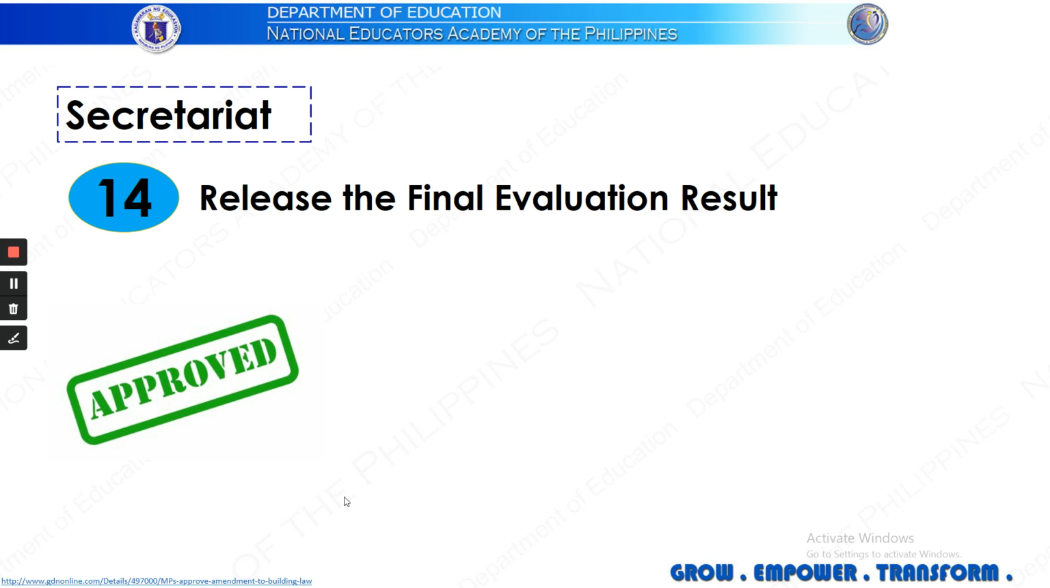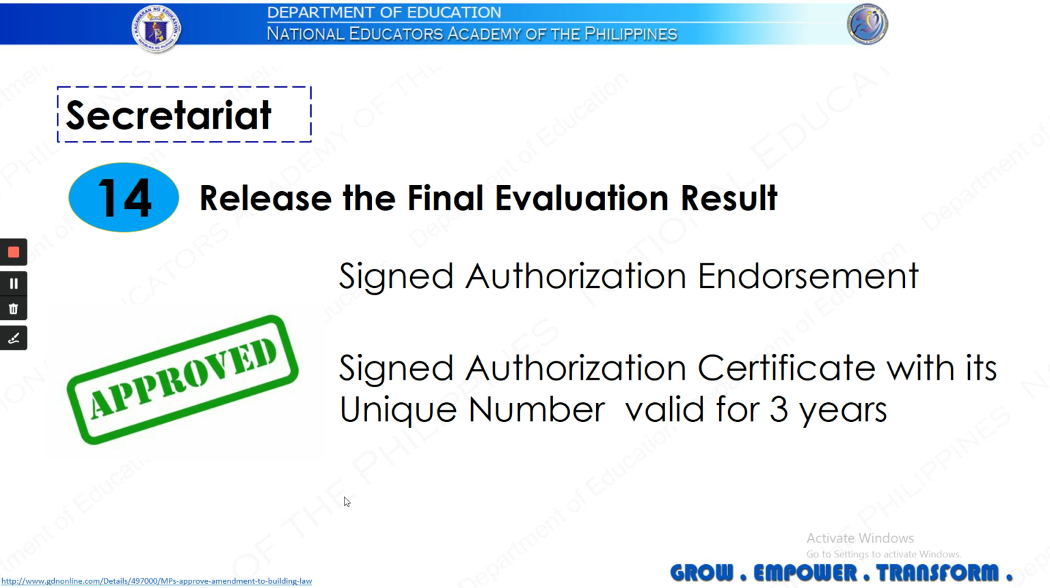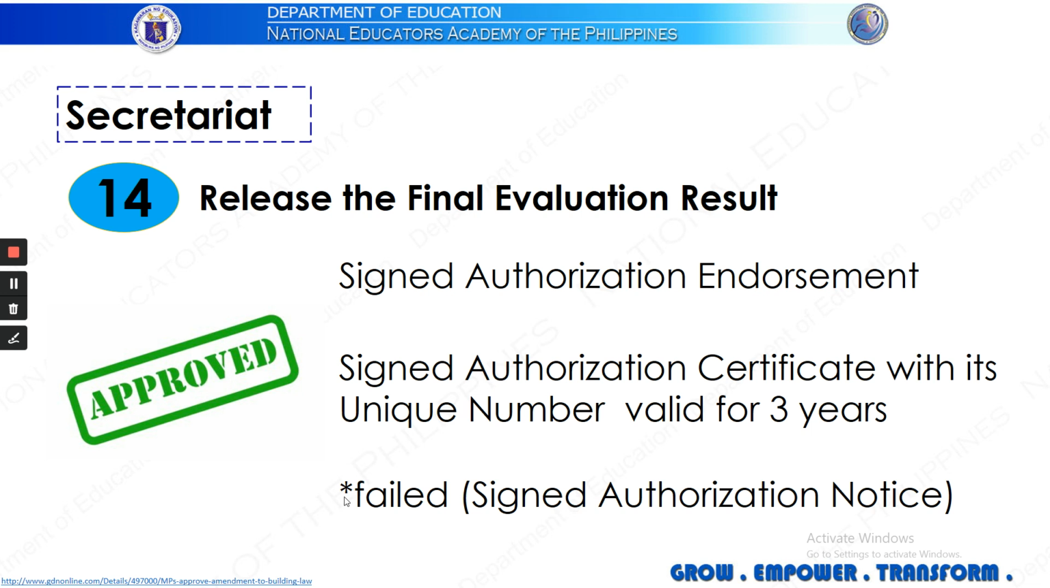And step 14, babalik ulit siya kay Secretariat. Secretariat will release the final evaluation result. So the signed authorization endorsement, signed authorization certificate with its unique number, valid for 3 years. And if it's failed, signed authorization notice. Yan. So the good thing na lagi siyang dumadaan kay Secretariat so that Secretariat could monitor po what happened, the Secretariat could document. Yan. Siya yung merong information of everything. Okay.